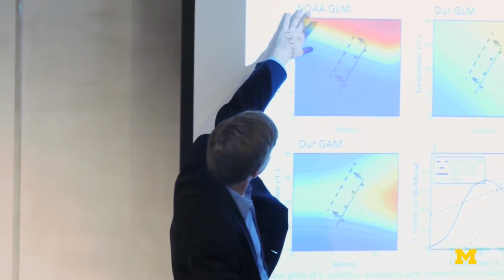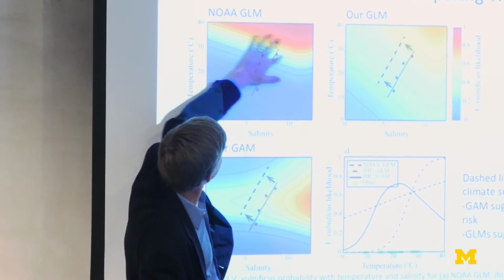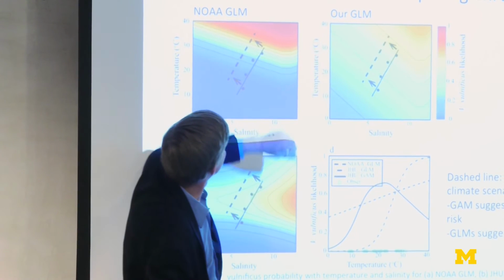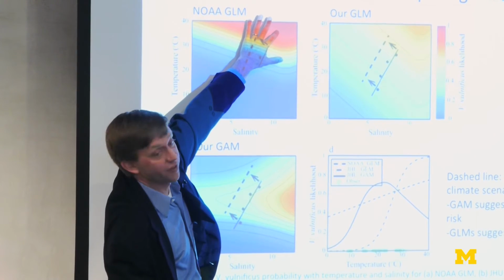Okay, so their model, the NOAA GLM, basically says, okay, we've got this kind of shape. It's a similar shape here from our GLM, except ours is steeper, and they get to the red zone much faster.